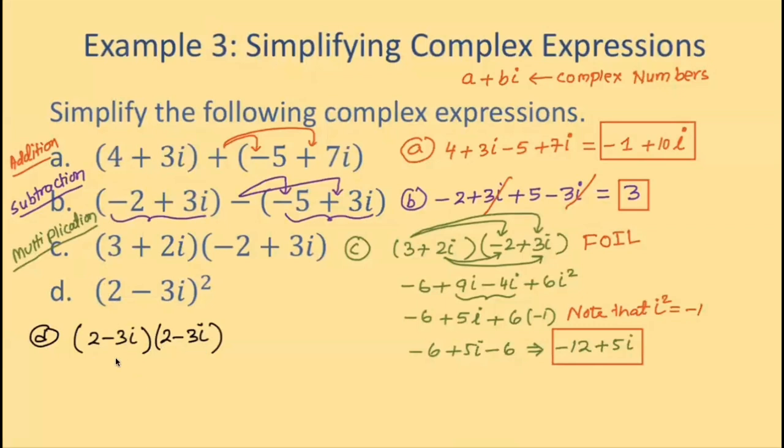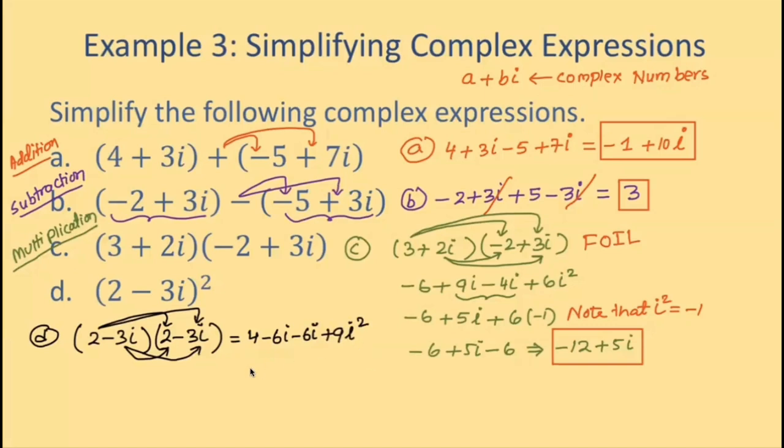As soon as I write it like this, you can see that it looks very similar to C. Two quantities are multiplying there, so use that FOIL method. We multiply 2 times 2, that's a 4. 2 times negative 3i, that's a negative 6i. And then negative 3i times 2, so that's a negative 6i again. And at the end, if I multiply these two, negative multiplied by negative is positive. 3 times 3, 9, i times i, i squared.